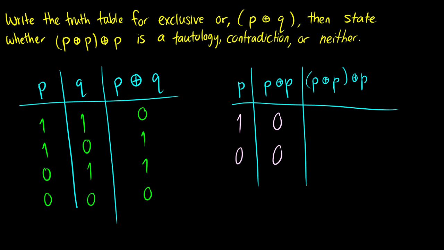In the third column, we're asking, is our first column different from our second column? In the first case, yes, because P is a 1 and P XOR P is a 0. But in the second row, it's not. So we can see that P XOR P XOR P is logically equivalent to just P. That is the first question. It is neither a tautology nor a contradiction.